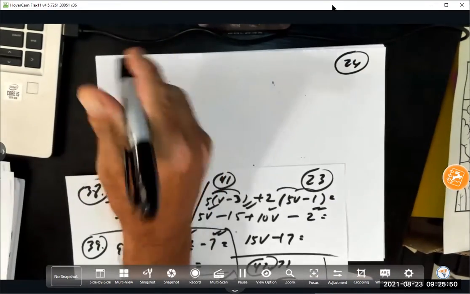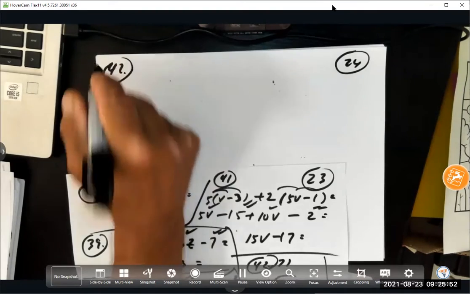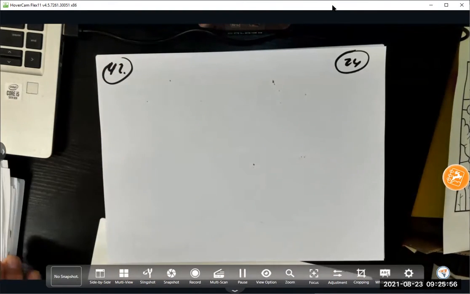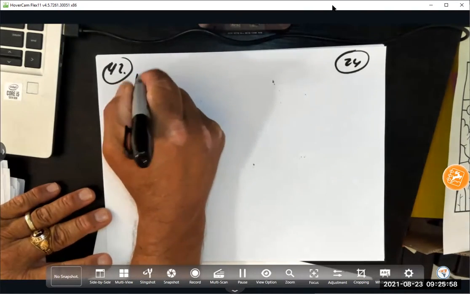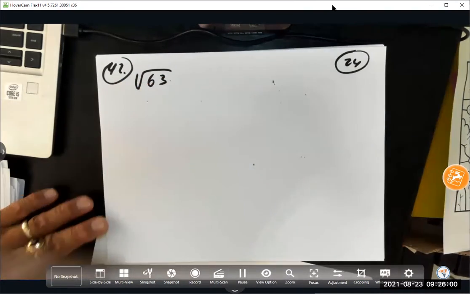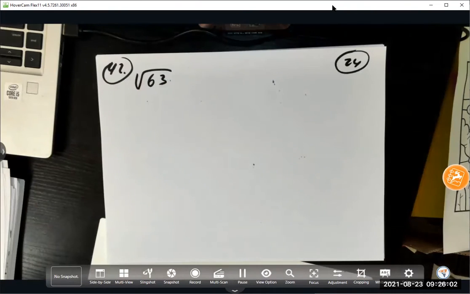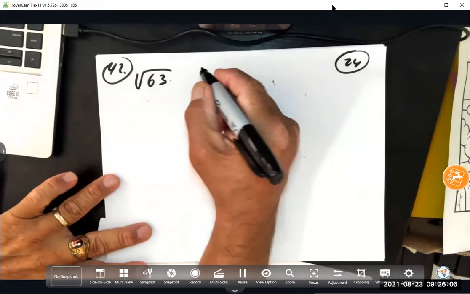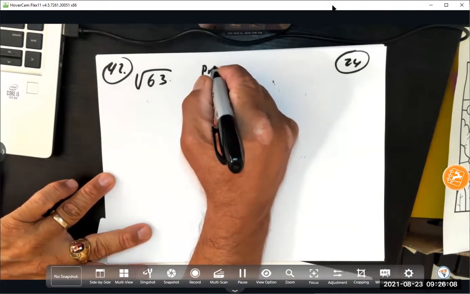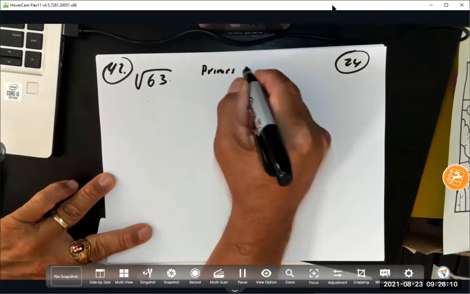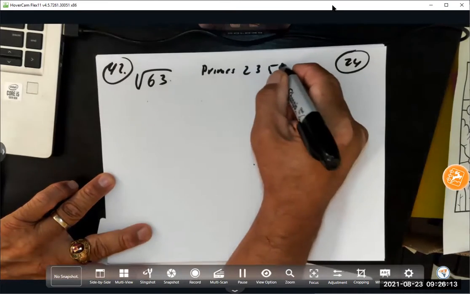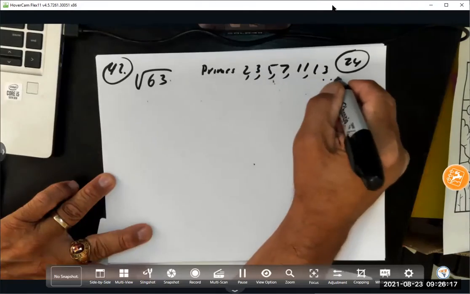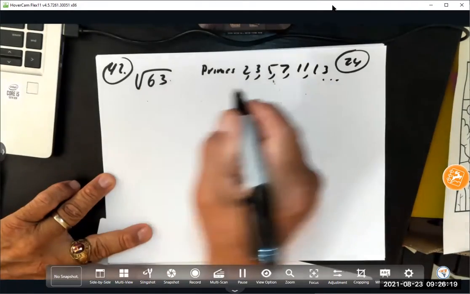So let's do number 42 here. All right, they're gonna give you something like this. They're gonna say square root of 63. What? I don't know. There isn't one. Well, you can break it down some, and let me show you how you do this. First, you write prime numbers: 2, 3, 5, 7, 11, 13, and so on. Okay. So 63, bring it over here.